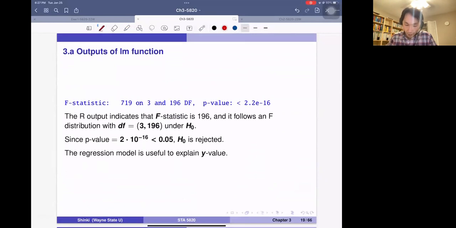Now we realize what 719 means, what the 3 is, and what 193 is. This is p, this is n minus p minus 1, and p is 3, the number of predictors, excluding the intercept. This is the p-value.